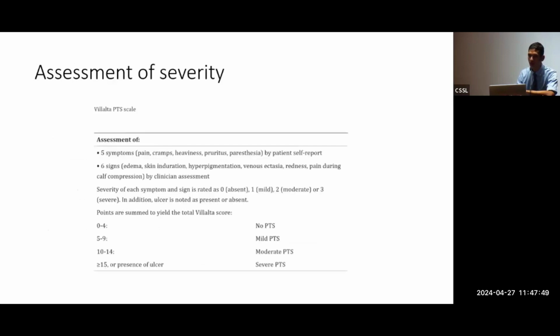So how do you objectively assess the severity of a patient with post-thrombotic syndrome? There is a score named the Villalta score. And depending on the score, you can categorize the patient as having no PTS, mild PTS, moderate PTS, or severe PTS. If the patient has an ulcer, then the patient invariably falls into the severe PTS category.